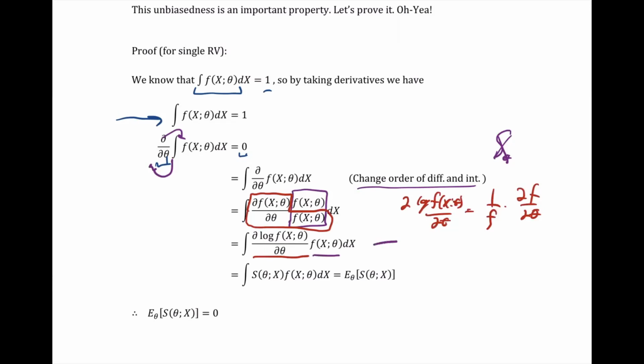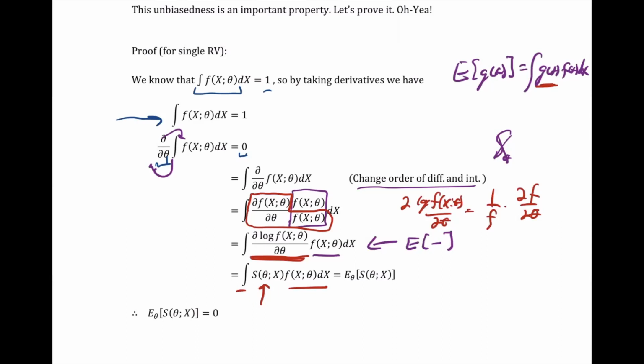And of course, this looks like an expectation, right? So the expected value of a function g of x is equal to the integral of g of x, f of x, dx. That's exactly what we have here, except this g of x is this derivative here. So this is the expected value of the score function, which we can write like this.